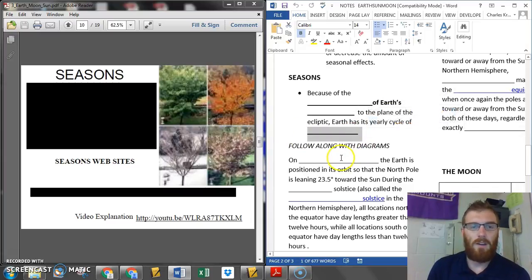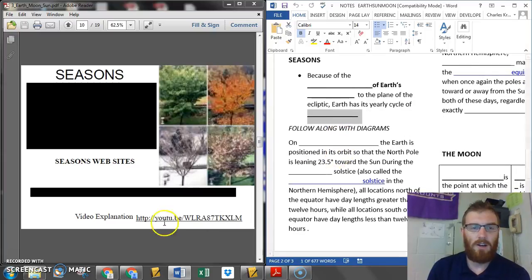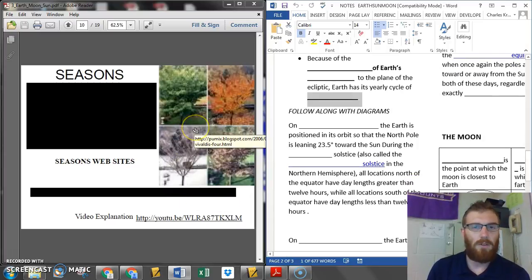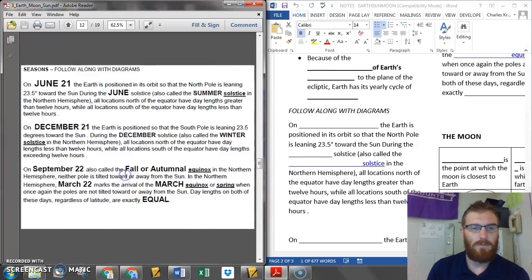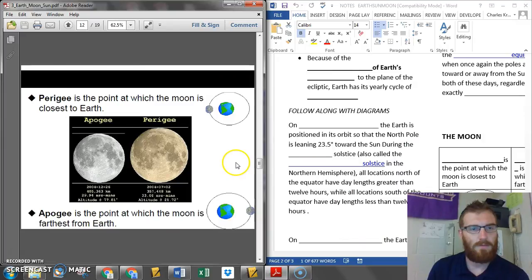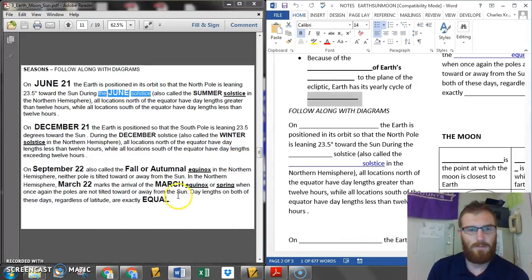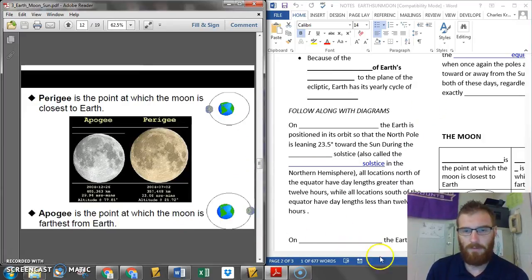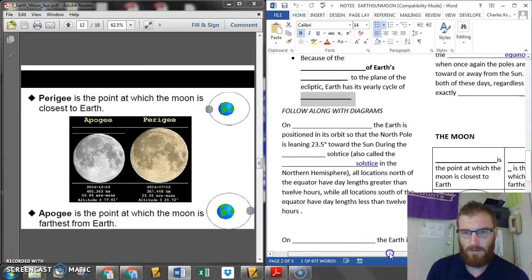You can follow along with the diagrams here. There's a video that explains that. If you click on this link, I'll put this on the website as well. You can fill all of these in here, and you can just highlight as these go along. Okay, let's move on here.